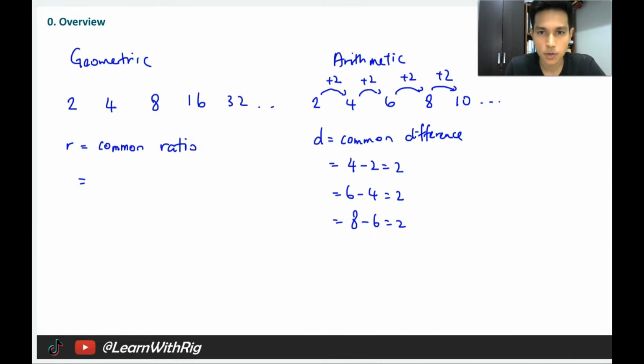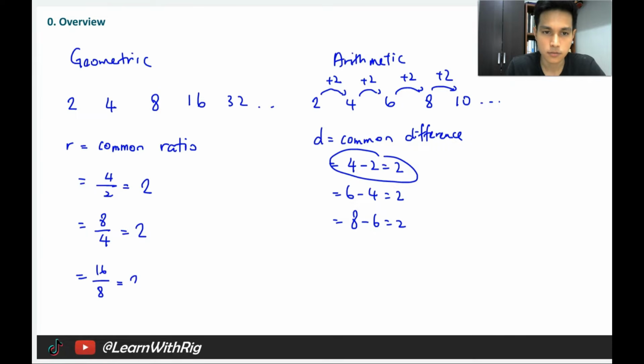It's similar to how you find the common difference, but instead of minus, you divide. So 4 divided by 2, you get 2. 8 divided by 4, also you get 2. 16 divided by 8, you also get 2, and so on. So in other words, instead of adding 2, now you are multiplying by 2. Multiply by 2, multiply by 2, multiply by 2, and so on.